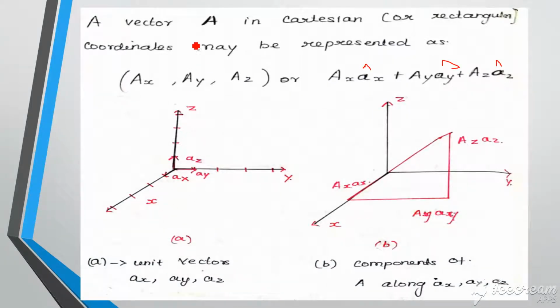Now, these are the Cartesian coordinates. Here we have three axes x, y, z. In the Cartesian coordinate system, all three are mutually perpendicular to each other. That means the angle between x and y is 90, between x and z is 90, and between z and x is 90. The unit direction is along each coordinate axis. Here a_x is the unit vector along the x direction, a_y along the y direction, and a_z along the z direction. Here are the components of A along a_x, a_y and a_z cap.